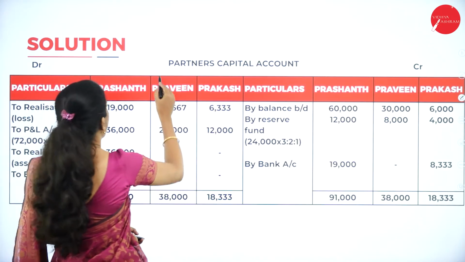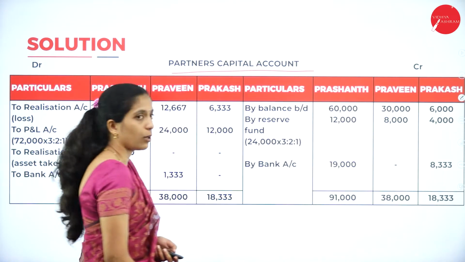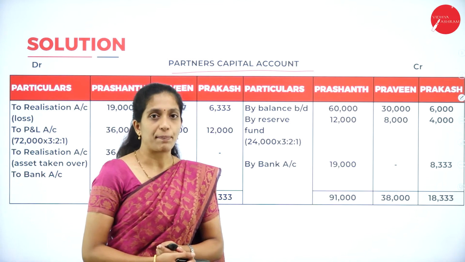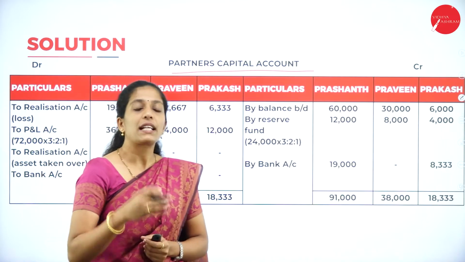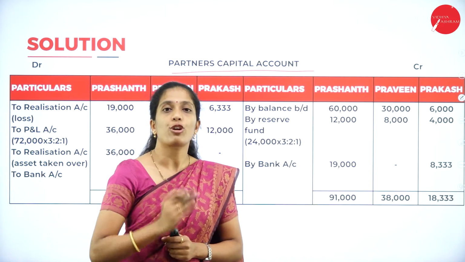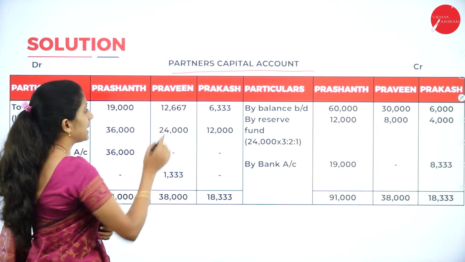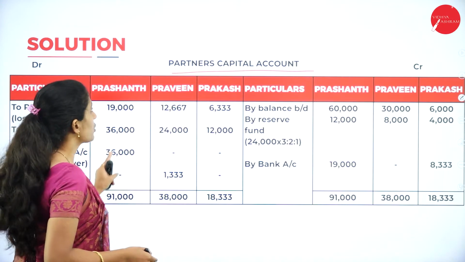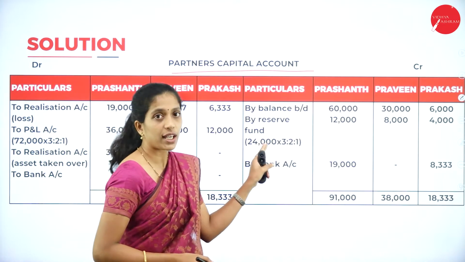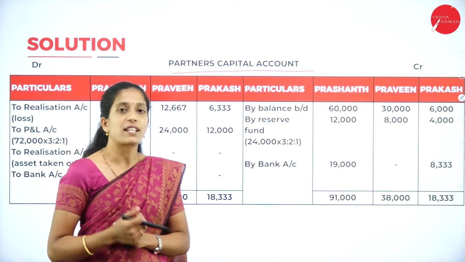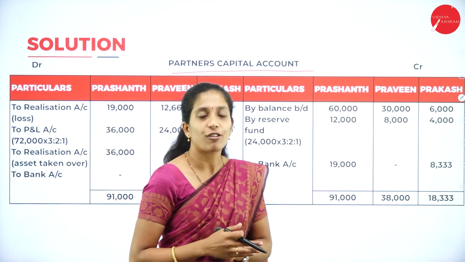Next account to be prepared is partners capital account. Next ledger account to be prepared is partners capital account. Now what is the format? You will be having debit and credit side and a column for each partner. Now who are the partners here? Prashant, Praveen and Prakash. So particulars Prashant, Praveen and Prakash. In the same way credit side, particulars Prashant, Praveen and Prakash. Now which is your first step? Bring down the capital of the partners.